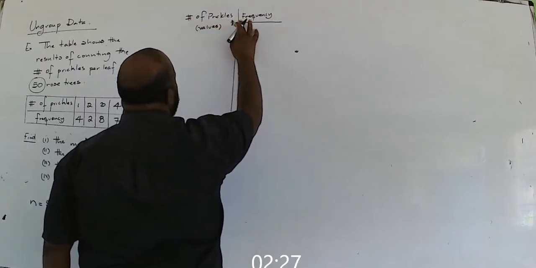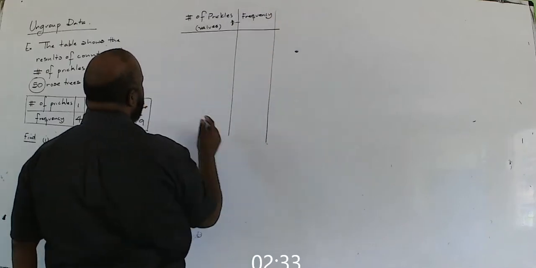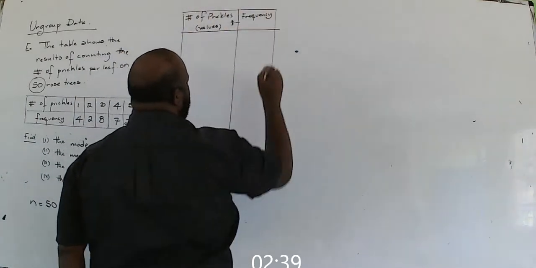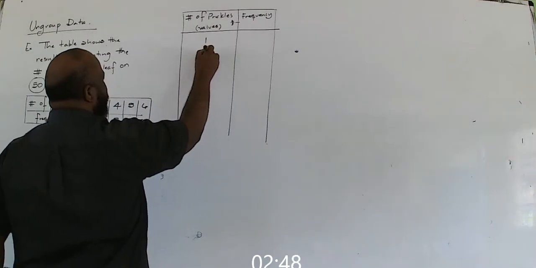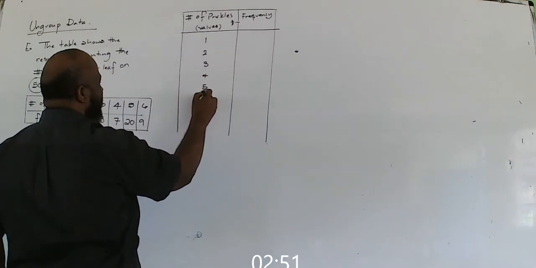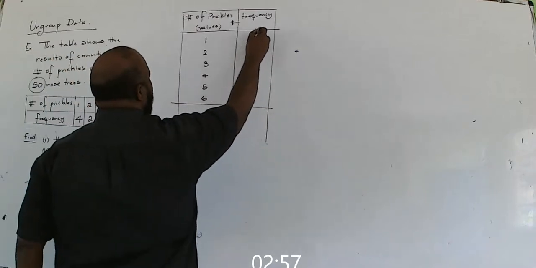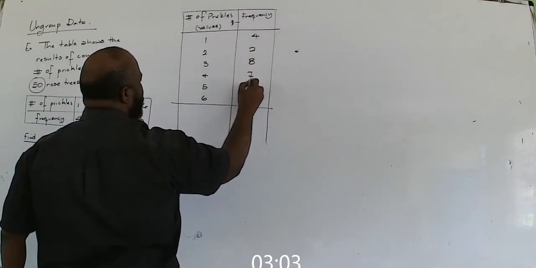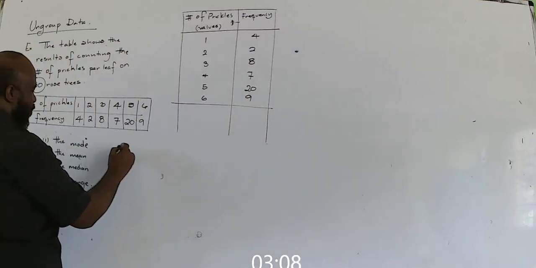As I said, this is called a frequency table. In the frequency table, the two things I have are the values and the frequency. I'm going to add other columns to it, so be careful when you draw it. My values are 1, 2, 3, 4, 5, 6. And the frequency is 4, 2, 8, 7, 20, and 9.